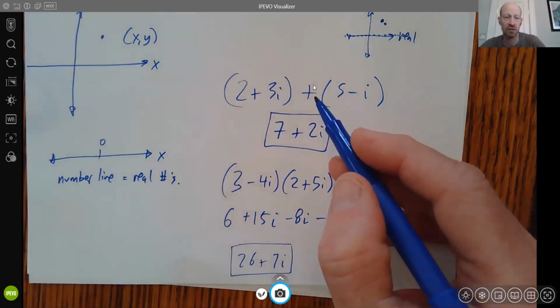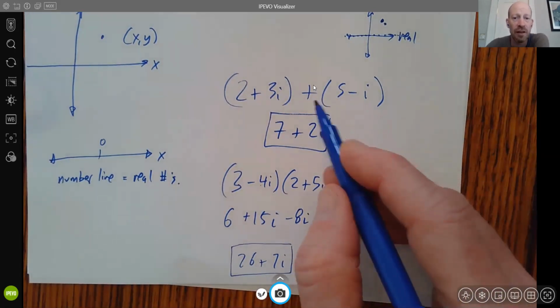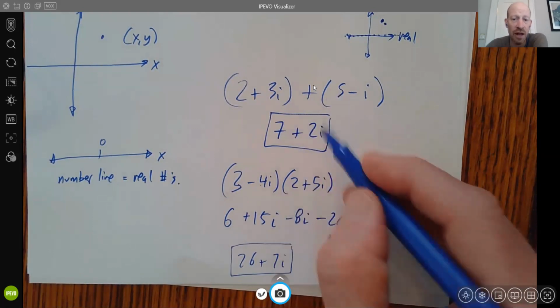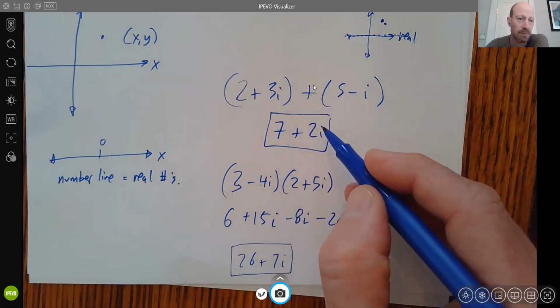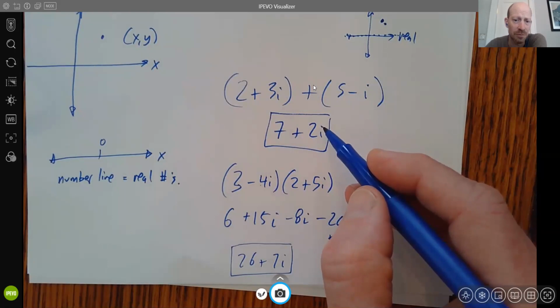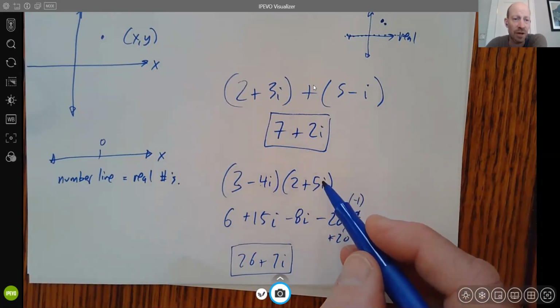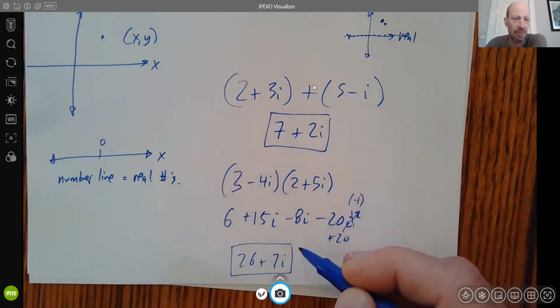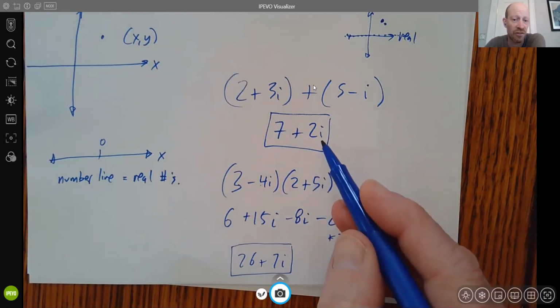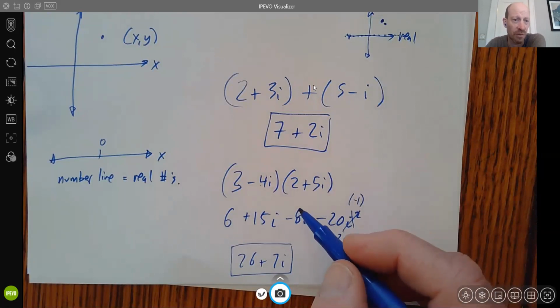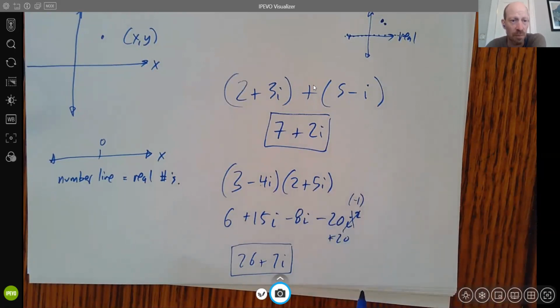So it appears just from these two examples that if I add two complex numbers, I get another complex number, which is actually always true. And if I multiply two complex numbers, I also get a complex number. So this is closed, to use that term, under addition and multiplication. Turns out subtraction and division also.